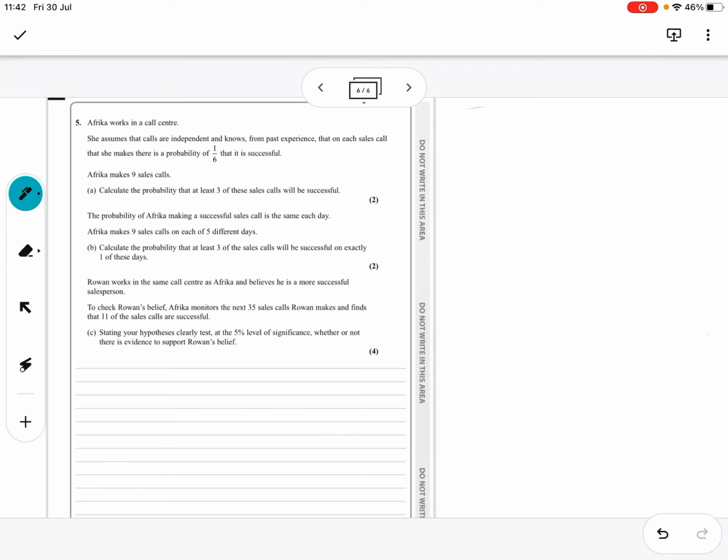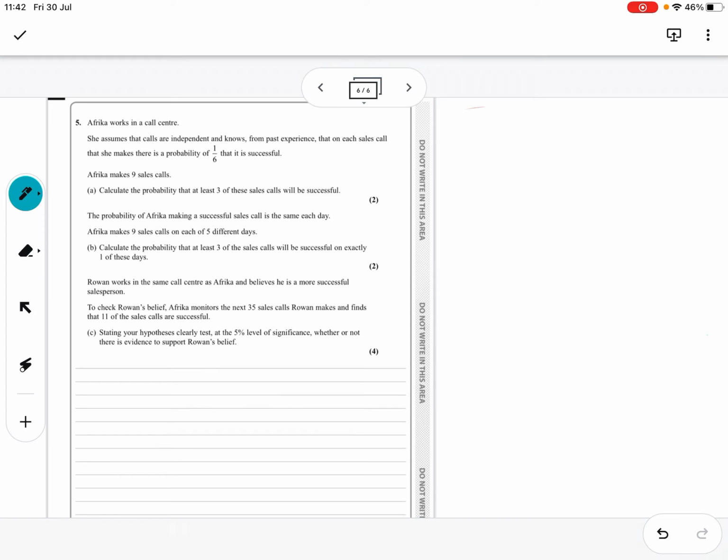Okay, Africa works in a call centre. She assumes calls are independent and knows from past experience that on each sales call that she makes, there is a probability of 1/6 that it's successful. Africa makes 9 calls. Calculate the probability that at least 3 of these calls will be successful.